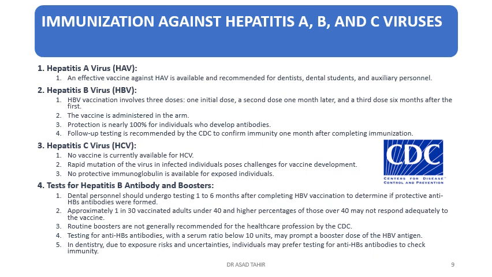Tests for hepatitis B antibody and boosters. Dental personnel should undergo testing 1 to 6 months after completing HBV vaccination to determine if protective anti-HBs antibodies were formed. Approximately 1 in 30 vaccinated adults under 40 and higher percentages of those over 40 may not respond adequately to the vaccine. Routine boosters are not generally recommended for the healthcare profession by the CDC. Testing for anti-HBs antibodies, with a serum ratio below 10 units, may prompt a booster dose of the HBV antigen. In dentistry, due to exposure risks and uncertainties, individuals may prefer testing for HBs antibodies to check immunity.